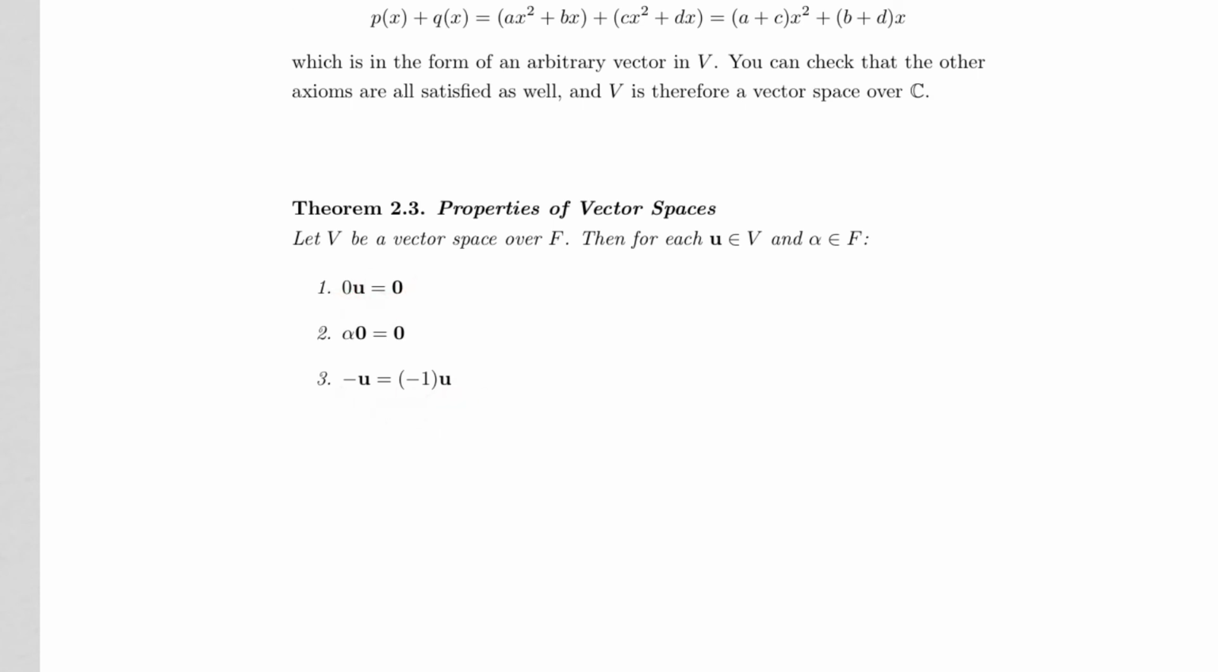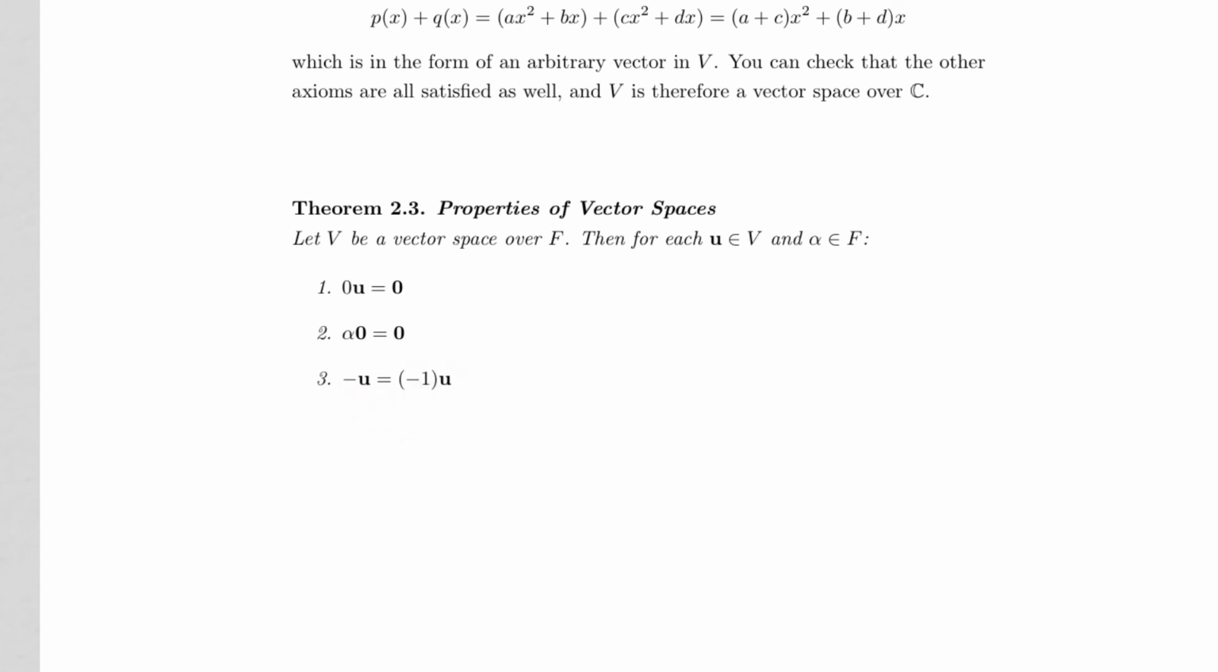So the number 0 times any vector u is equal to the 0 vector in any vector space. So V is any vector space over F. This one we already saw. This says that the additive inverse of u, the opposite of u, is equal to minus 1 times u. That might seem obvious. You might assume that's true, but you actually have to prove that this is true. And again, the proof is in the book.